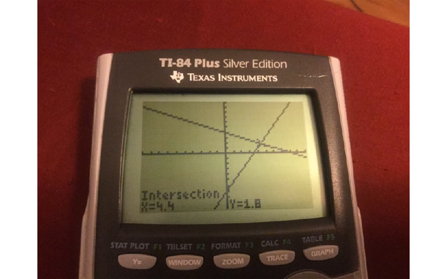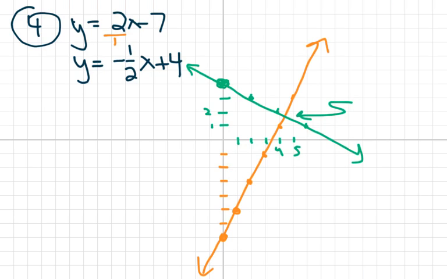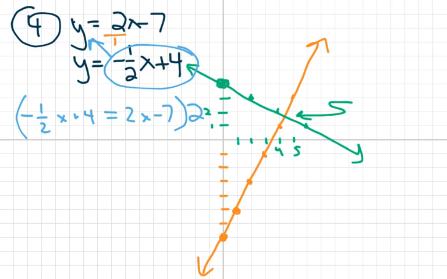Now, graphing's not the only way of solving the system, and on the test, I actually don't care what method you use for solving. You could have solved it by graphing on the calculator. You could have solved the problem algebraically by doing substitution, so -1/2 x plus 4 is equal to 2x minus 7. I hate fractions, so if I multiply everything by 2, it'll make the fraction go away.